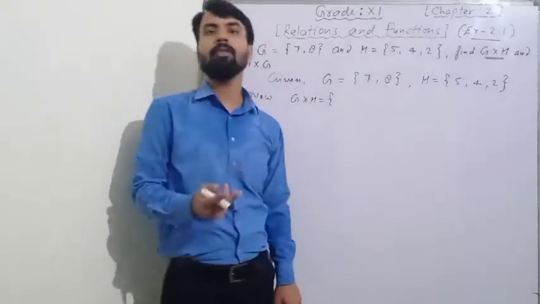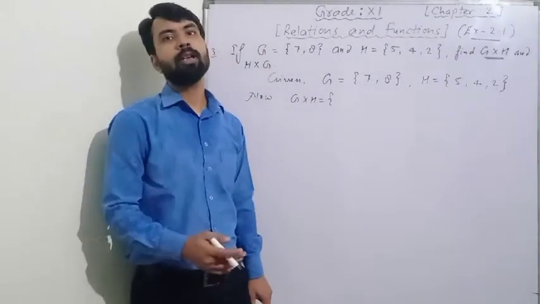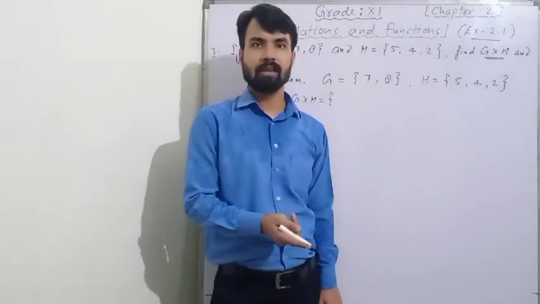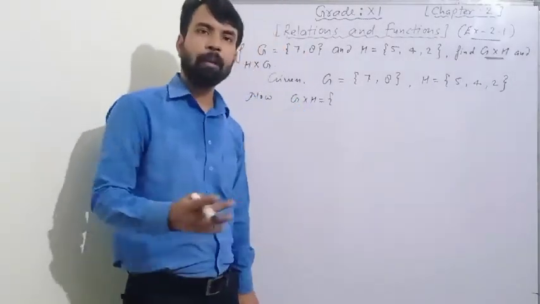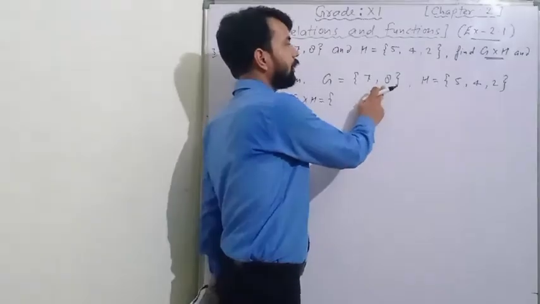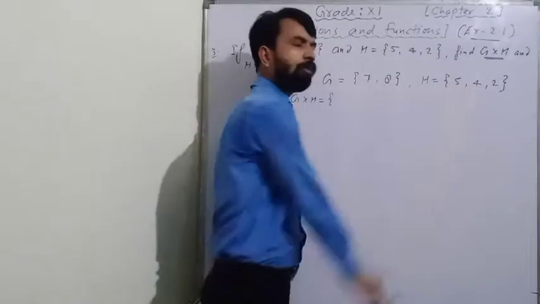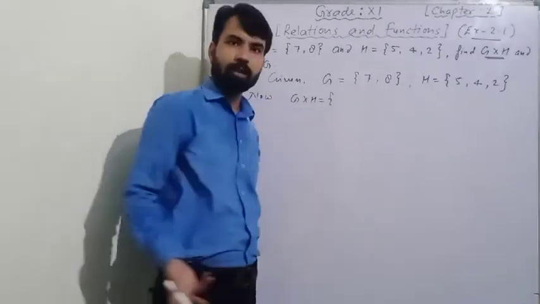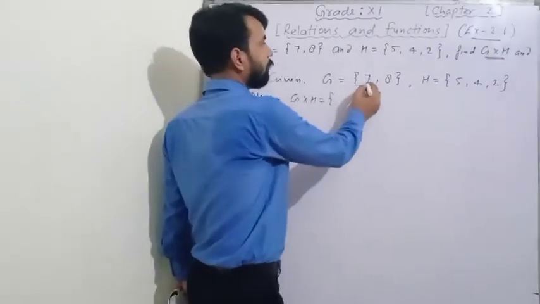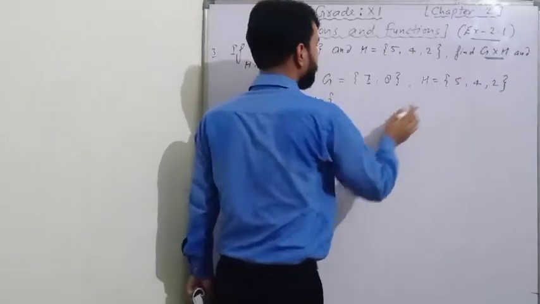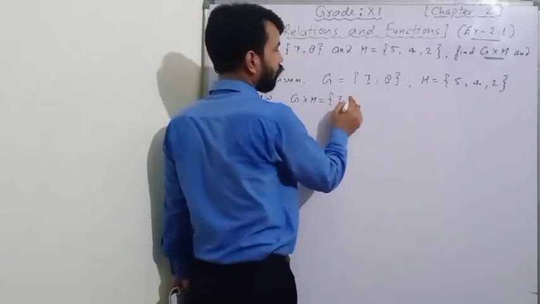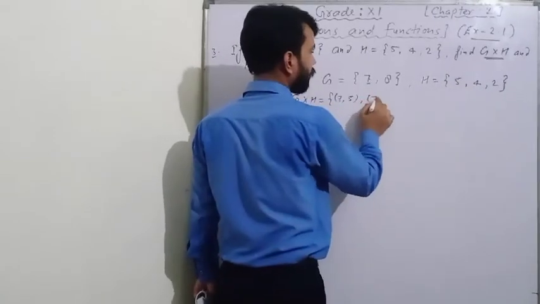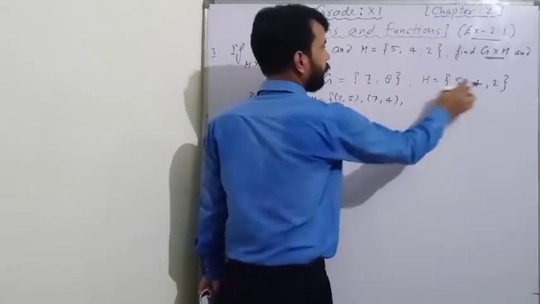The definition of Cartesian product is the set of all ordered pairs of elements from both the sets. So we will have to make the pair of all elements of G with all elements of H. Clear? Because G is first, we will take the elements of G first. So first make pairs of 7. 7 with 5, so this is 7, 5. Now 7 and 4. Now 7 and 2.